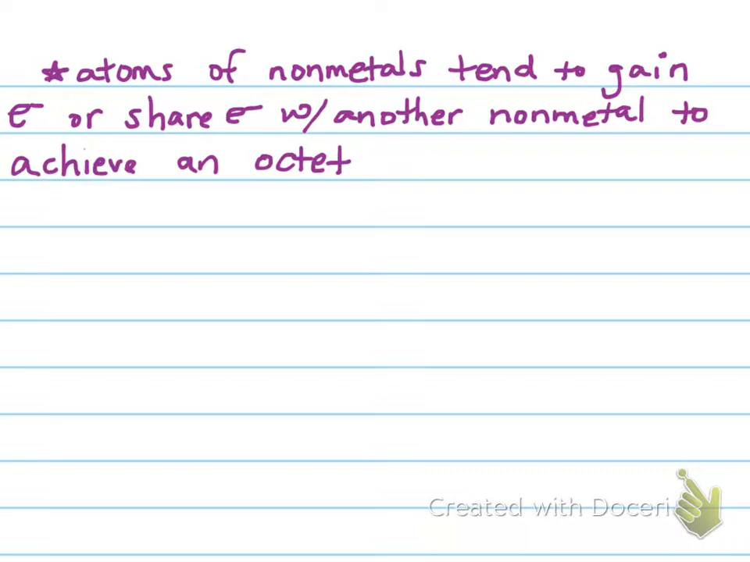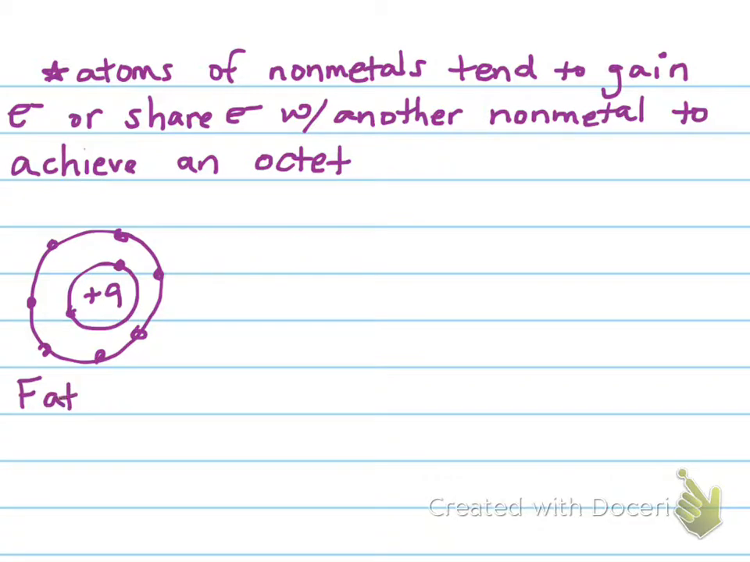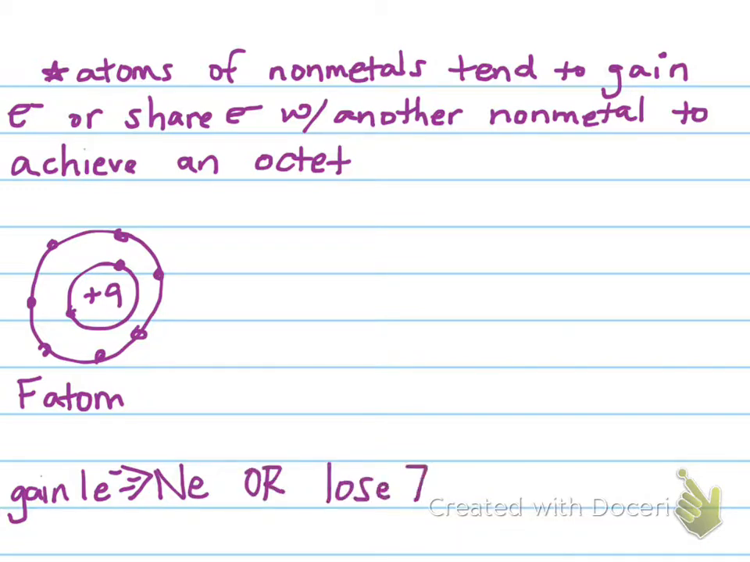So again, let's pick a pretty simple nonmetal. Let's go ahead and do fluorine. Fluorine has 9 protons. So it has 2 electrons in its first energy level, and it's going to have 7 more in its second. So this is fluorine as an atom. Now, fluorine has, right, 2 choices. It can gain 1 electron to become like neon, or it can lose 7 electrons to become like helium. It's always going to do whatever's smaller, so it's going to gain 1 electron to be like neon.